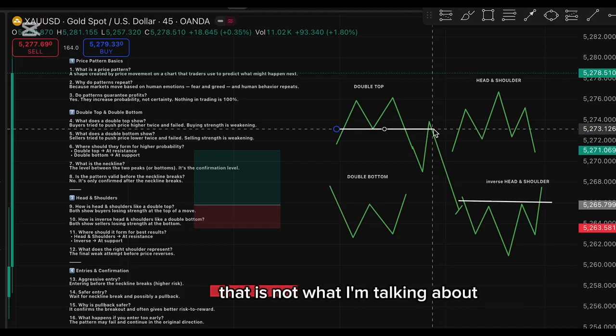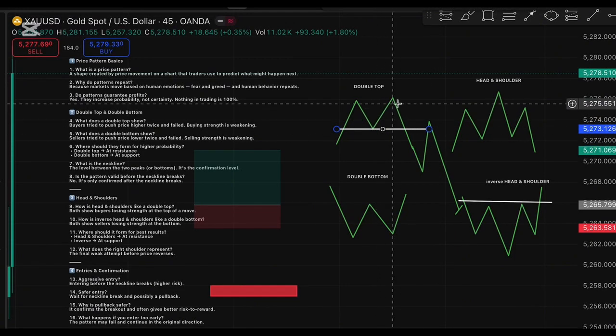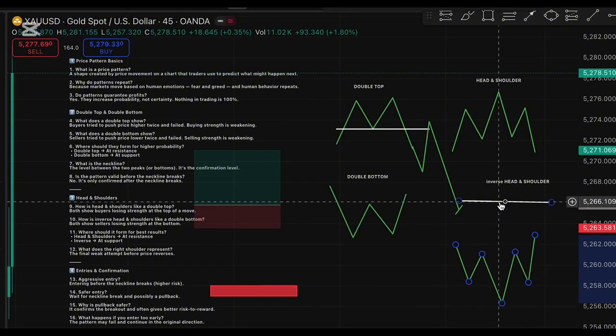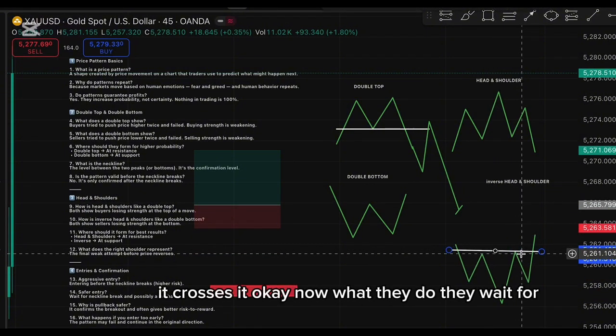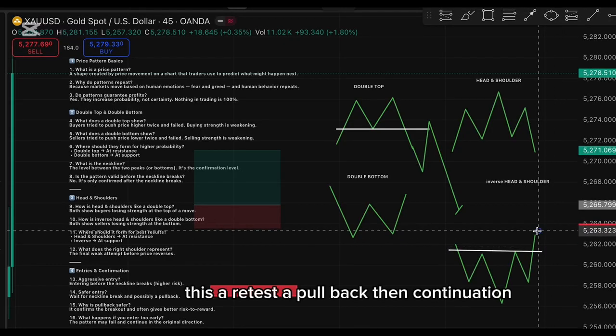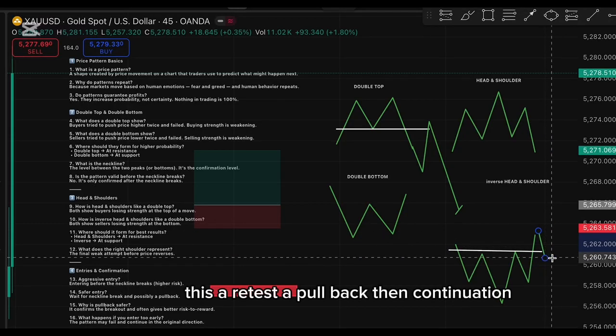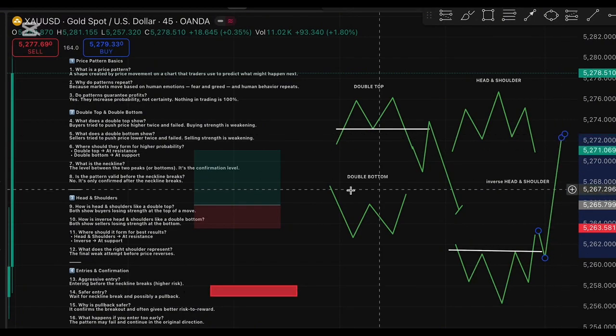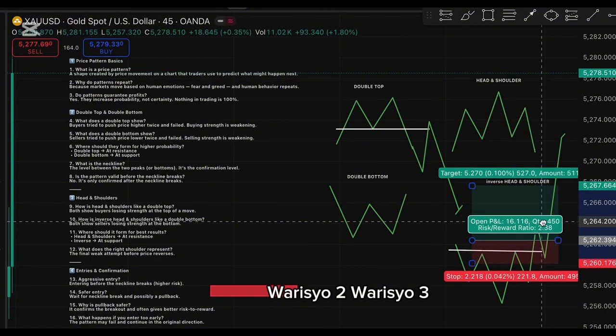But that's not the top, that's not what I'm talking about. As you can see, it's the same here. Let's go down. It's the same. It crosses it. Okay, now what do they do? They wait for a retest, a pullback, then continuation. 1:2, 1:3.